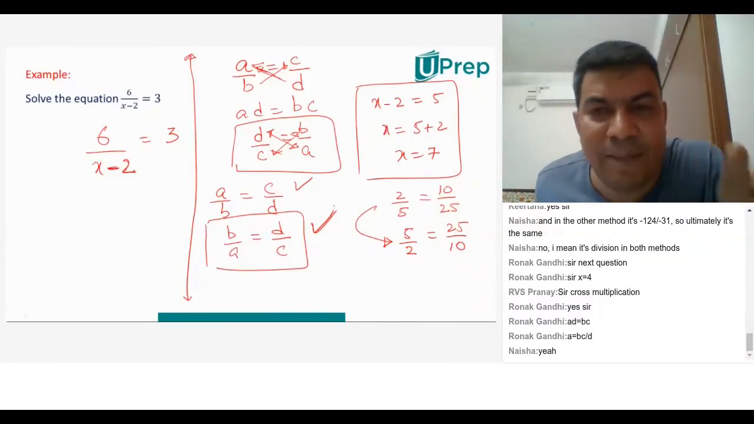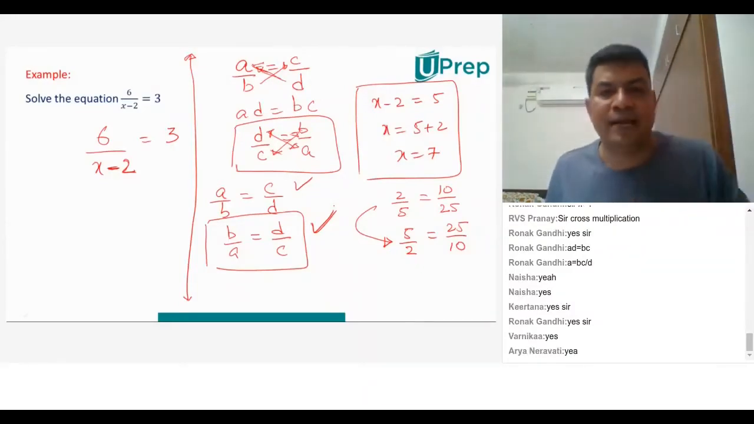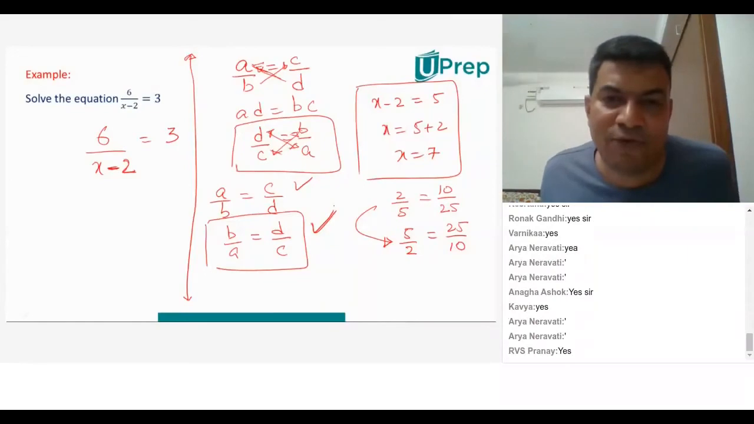If it makes sense, mention yes in the chat box quickly. 5 yeses, I'll go further. Brilliant. Now, what is the benefit of doing that?